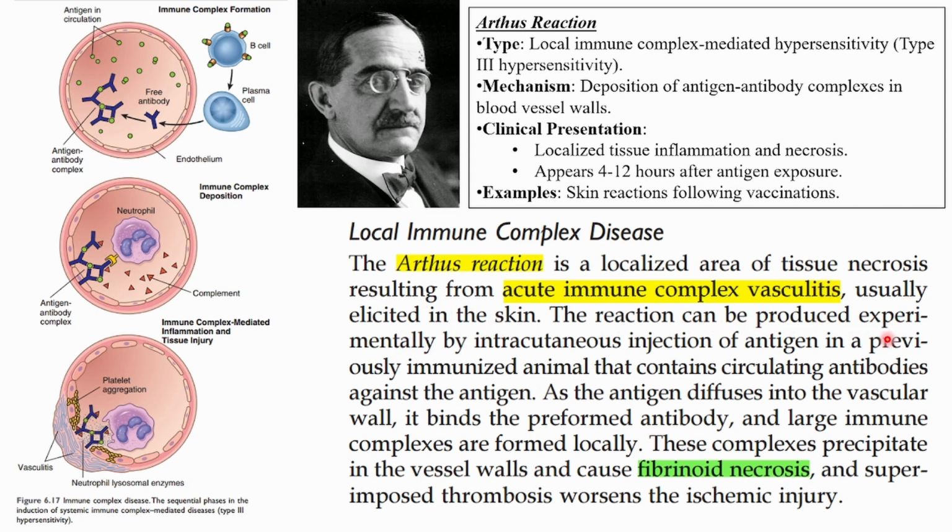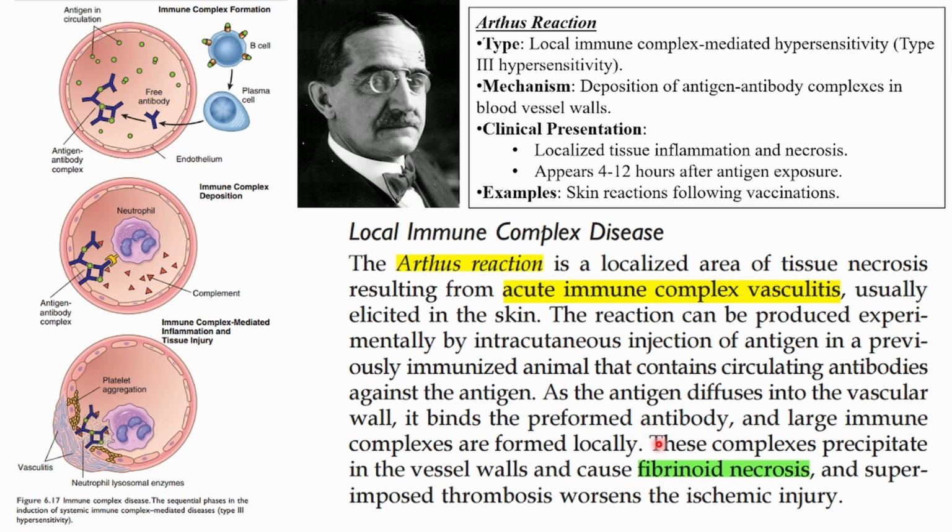The reaction can be produced experimentally by intracutaneous injection of an antigen in a previously immunized animal that contains circulating antibodies against that antigen. As the antigen diffuses into the vascular wall, it binds the preformed antibody and large immune complexes are formed locally. These complexes precipitate in the blood vessel and cause fibrinoid necrosis.